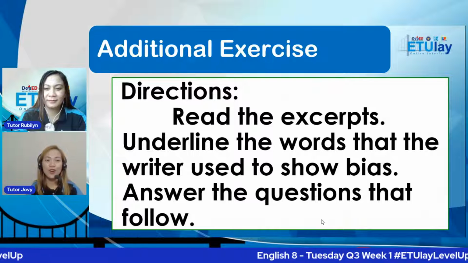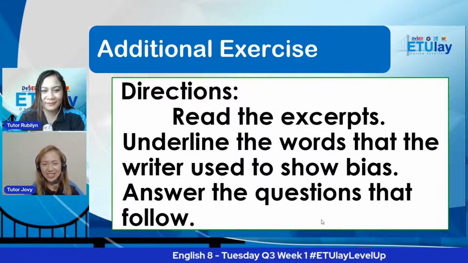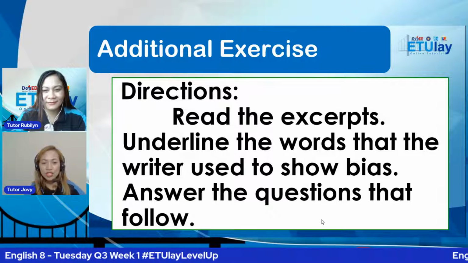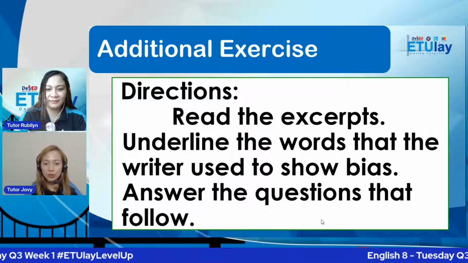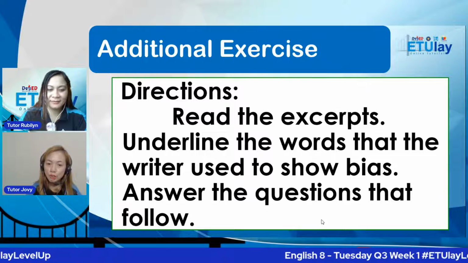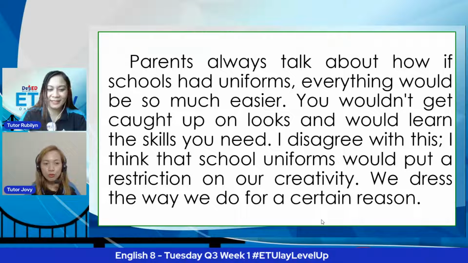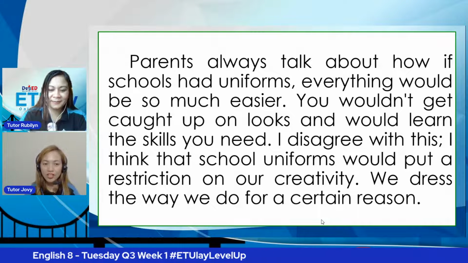And of course, our first additional exercise for quarter three, Tuties, this is what they're going to do. Read the excerpts and underline the words that the writer used to show bias. Answer the questions that follow. Okay. So, Tuties, let me read first this one.